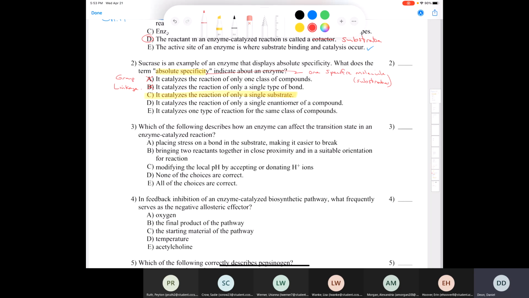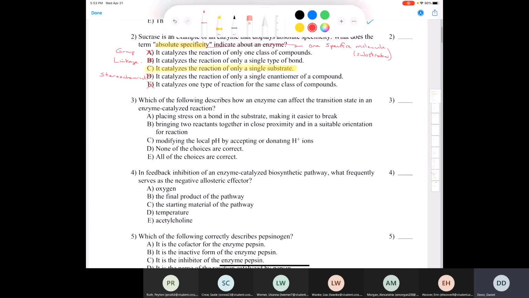D, it catalyzes the reaction of only a single enantiomer of a compound. No, that would be stereochemical specificity. And it catalyzes one type of reaction for the same class of compounds. No, not that either. So absolute specificity means only one specific type of substrate, a single substrate.